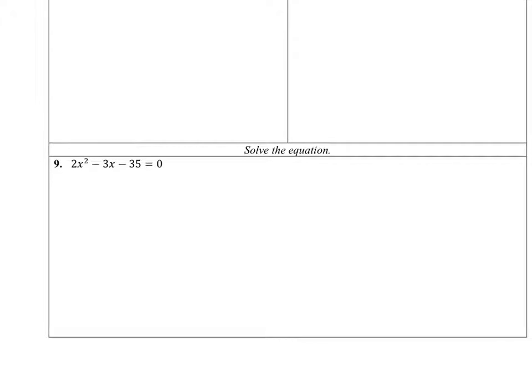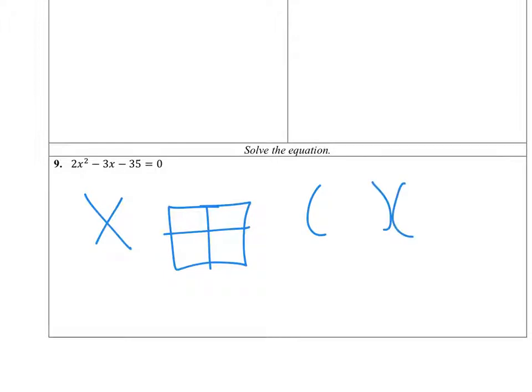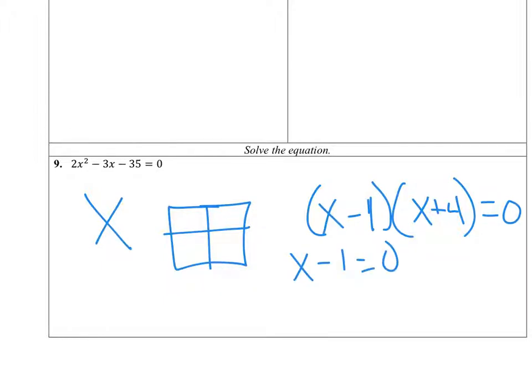Finally, you're going to solve this equation. All right. So what you have to do is do the X box, make the X, do the box, factor it out. Once you get your 2 values, let's say it's x plus 4, I'm just making this up, and x minus 1. Again, this is just pretend. So then you set it equal to 0. So then you just have 2 problems equal to 0, and you solve each one for x. Okay?